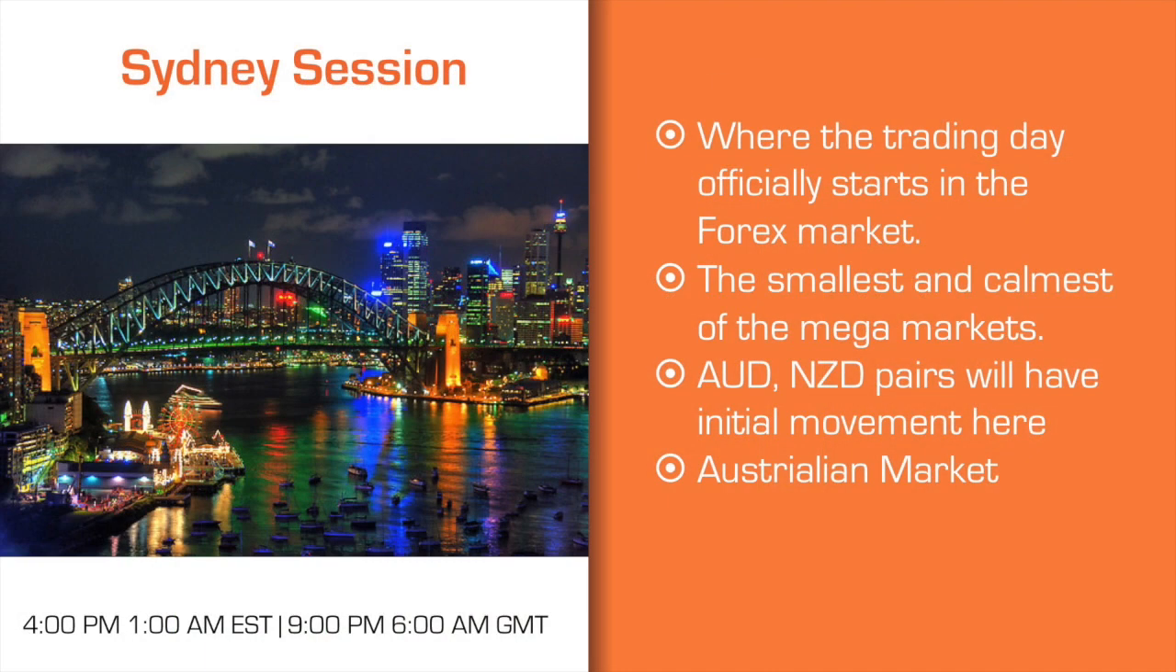Starting with the Sydney session, this is where the trading day officially begins in the Forex market. It is the smallest and most common of all of the markets. The major pairs that you will see in this one are the AUD, Australian, and the New Zealand dollar, NZD pairs. Those are going to be the ones that you see the initial movement. Those are going to be the ones that you start seeing more higher volume trades taking place because that particular economy is open. But it is a very slow market.